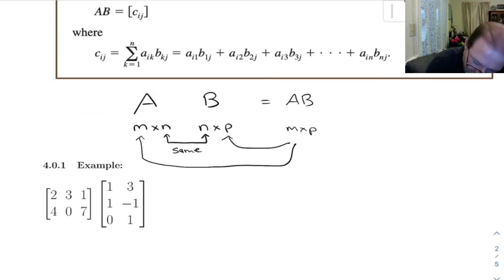We've got the matrix 2, 3, 1, 4, 0, 7. Now this is 2 rows and 3 columns, so this is a 2 by 3. And this matrix here, 1, 3, 1, negative 1, 0, 1, has 3 rows and 2 columns. So these match up, so we're good. And our answer is going to be a 2 by 2.